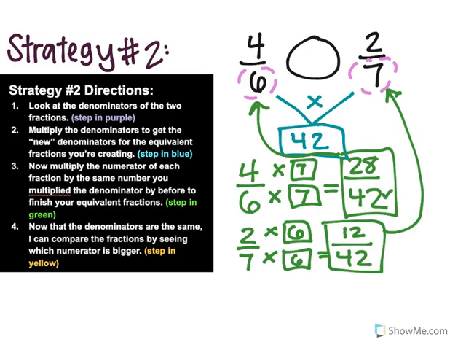Now that both my equivalent fractions have the same denominator, I can compare them. So I take 28/42, and I'm really careful to keep them in the same spot they were in up above. 12/42, and I can see 28 is bigger than 12. So in the end, 4/6 was bigger than 2/7.